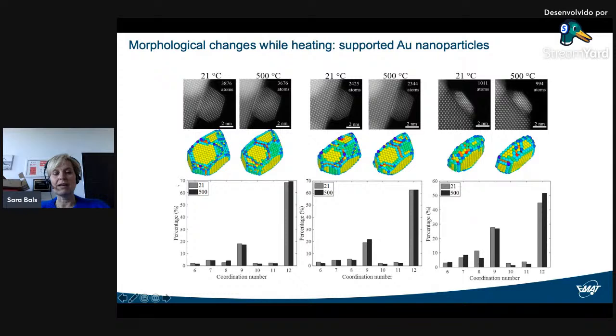However, if we look at the coordination number of the individual atoms, we see that these graphs look very much alike. On the other hand, for these smaller nanoparticles, we see that at high temperature, a more rounded structure is formed. And this is also reflected here by coordination number 12, which is increasing, and coordination number 12 corresponds to bulk atoms. So we have a rounder structure and therefore more bulk atoms. And so the reason for this change is that there was a lot of strain present for this flat nanoparticle. And so this strain is released once the particle has sufficient energy, for example, by heating.